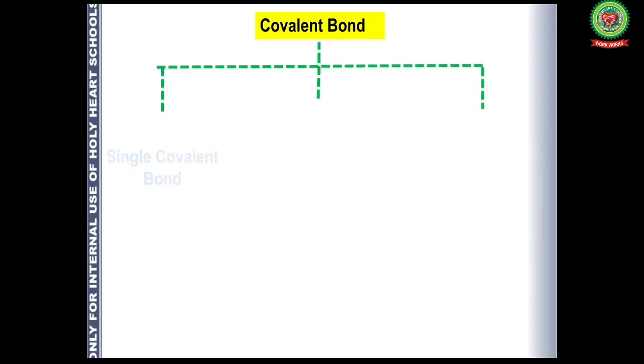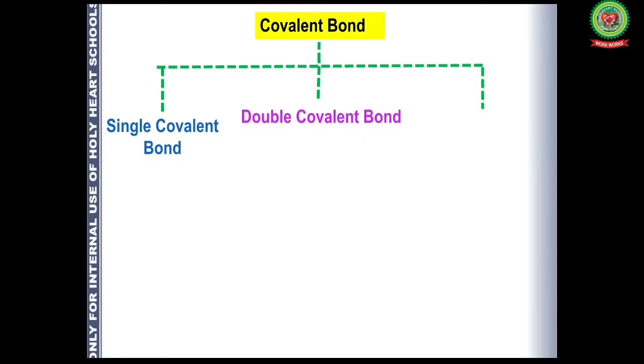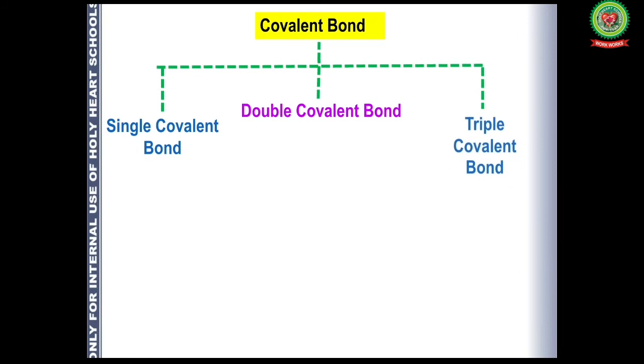Now let us have a look at the types of covalent bond. The first is single covalent bond, the second is double covalent bond, and the third is triple covalent bond. To understand these, let us first have a look at their examples: hydrogen, oxygen and nitrogen. The hydrogen molecule H2 has a single covalent bond, oxygen has a double covalent bond and nitrogen has a triple covalent bond. Why are we calling them so? Let us take their definitions into consideration and understand them one by one.